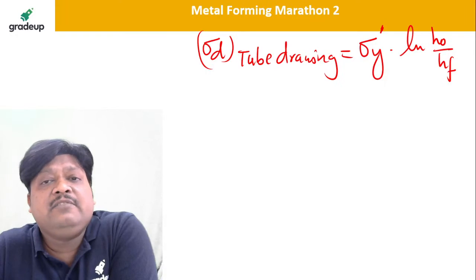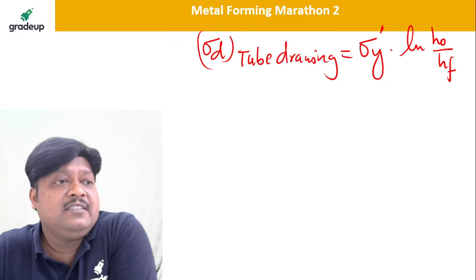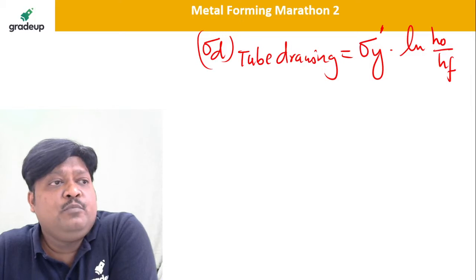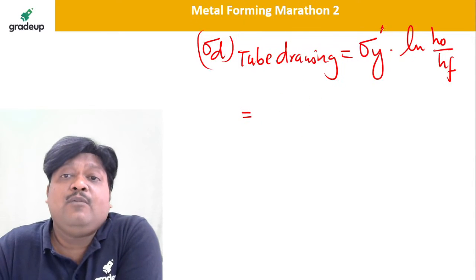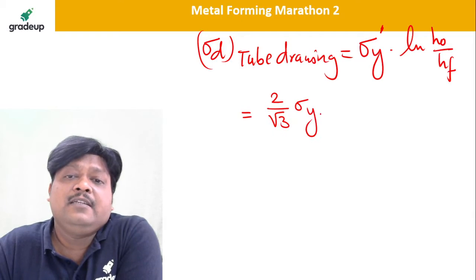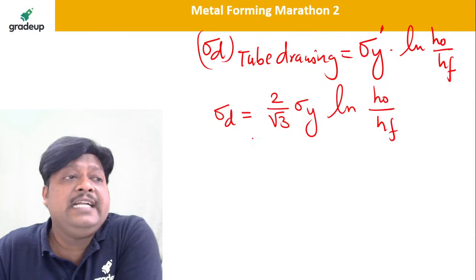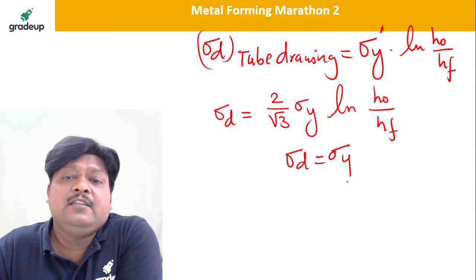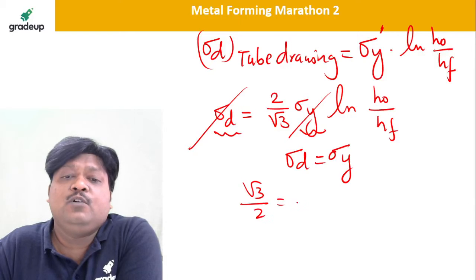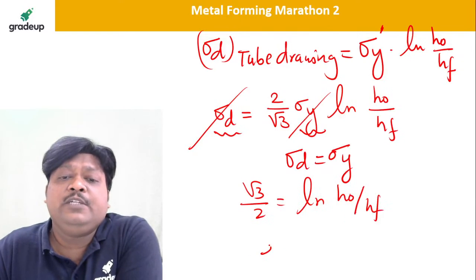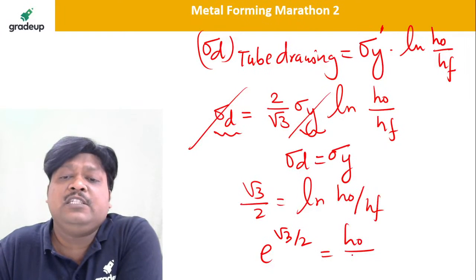During the analysis of wire drawing, we are not assuming that this is a plane strain condition operation. For tube drawing, we are considering the original thickness and final thickness. I hope you have gone through the analysis of all the processes. Please understand this. So tell me, sigma y dash will be how much? 2 by root 3 times sigma y, times ln of h original by h final. This is the sigma d. And for the ideal case of deformation, sigma d is equal to sigma y. So sigma d and sigma y are the same, cancel out. So root 3 by 2 is equal to ln of h original by h final, isn't it? So taking the anti-log, e to the power root 3 by 2 is equal to h original by h final.